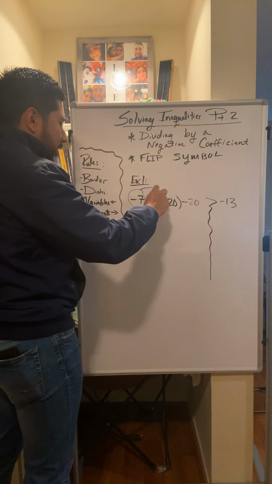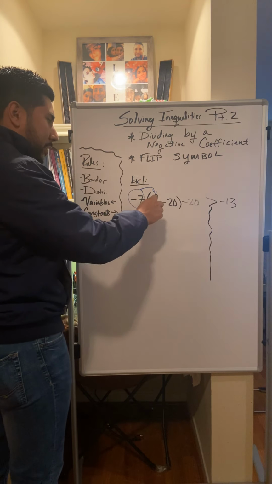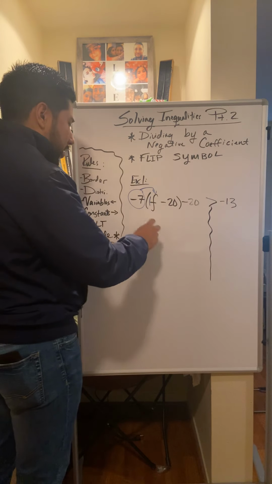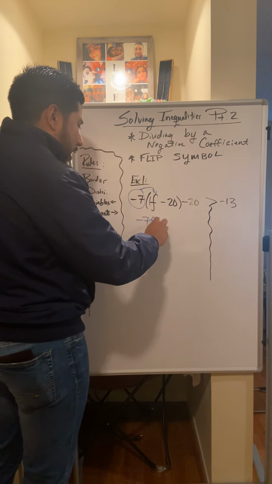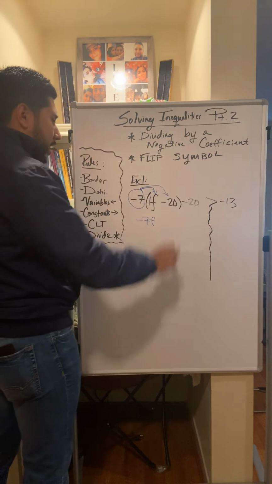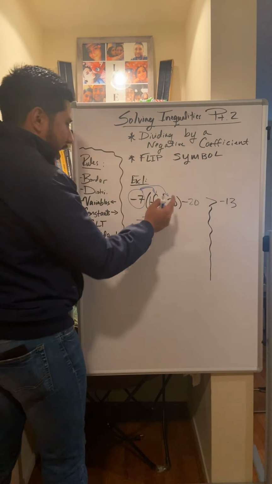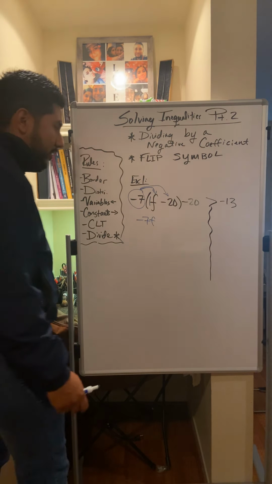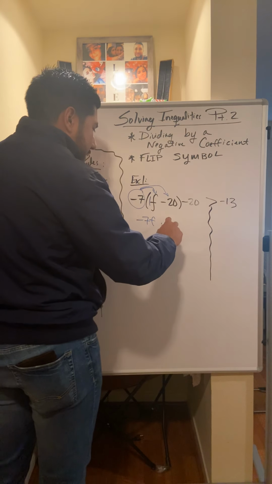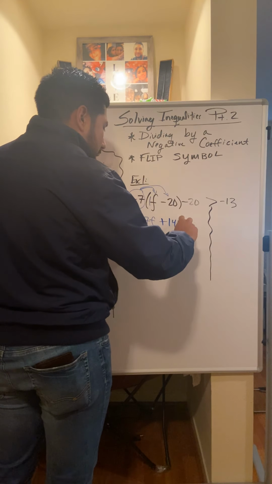Got -7 times f. I'm not going to be saying it all the time, but we should remember that there is an imaginary 1 right there. -7 times 1f does give me a -7f. Next part, -7 times a -20. How do I know it's negative? Because I do have that minus sign, which makes that number negative. Alright. -7 times -20. You should know negative times negative gives me a positive. 7 times 20 gives me a 140.